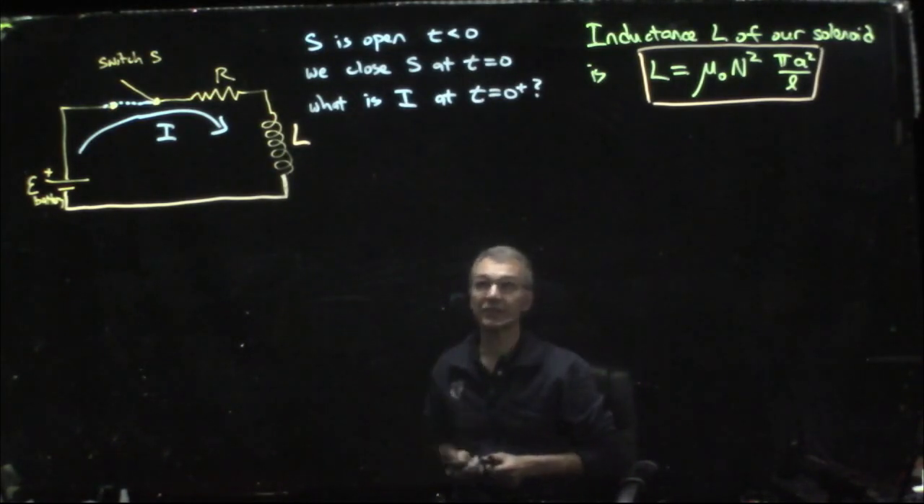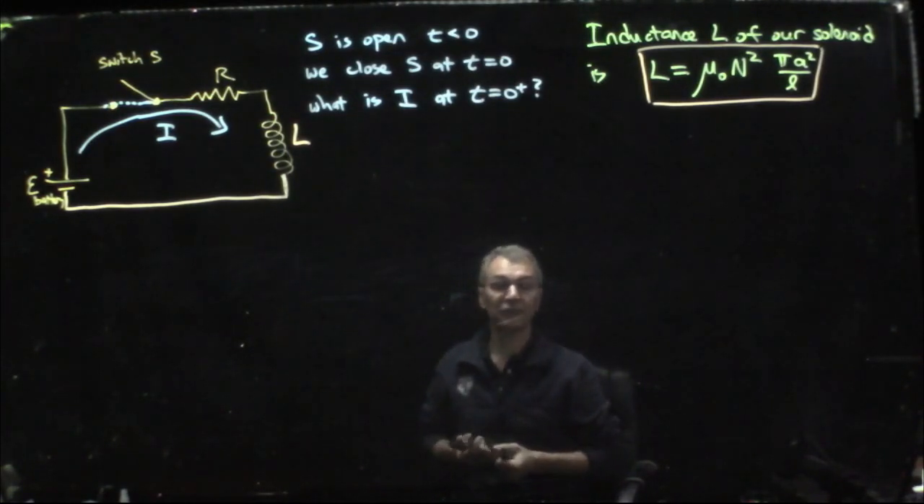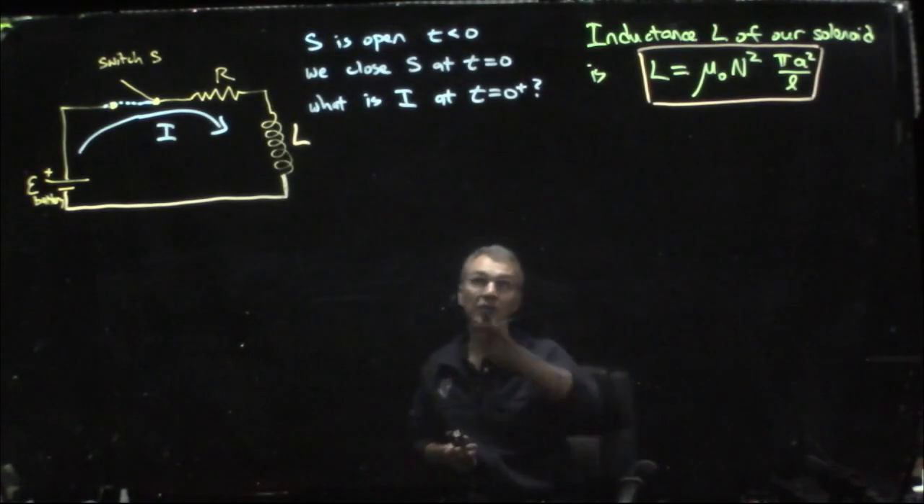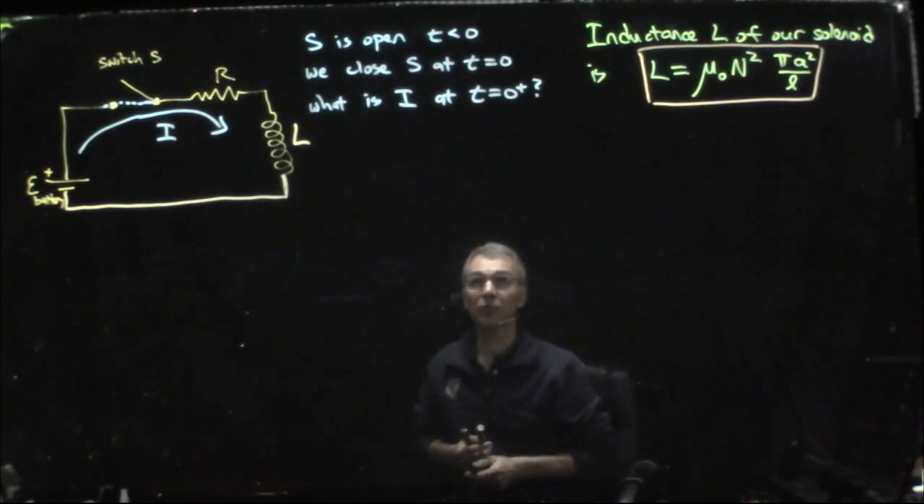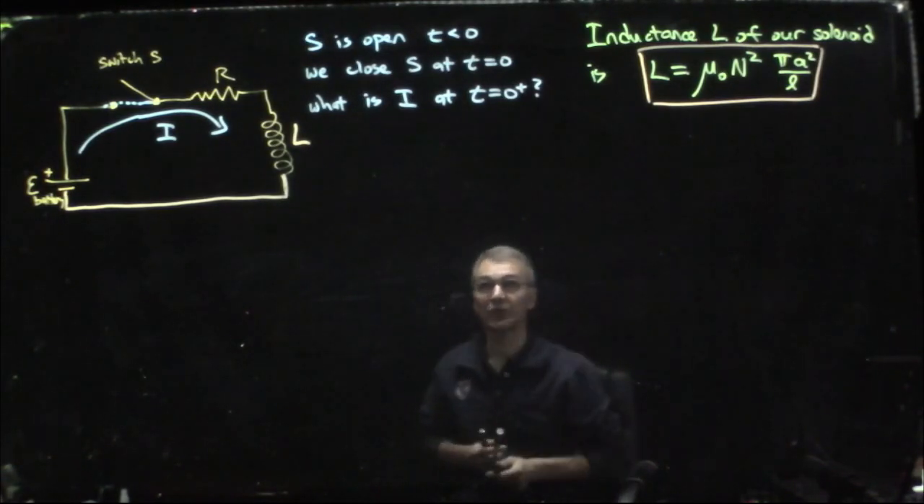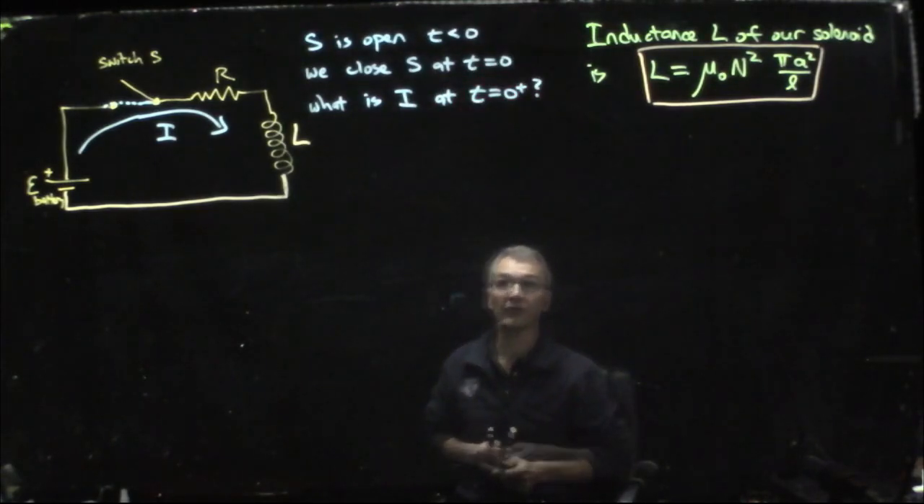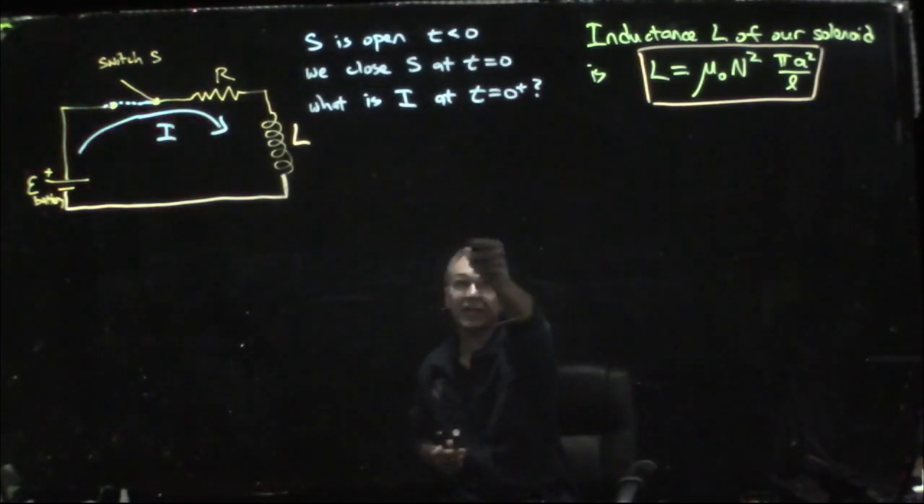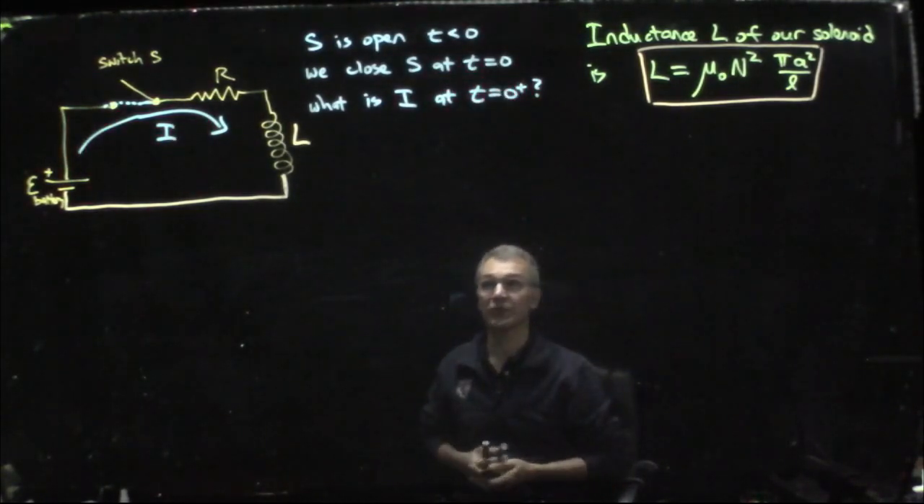So this current cannot change by a finite amount in an infinitesimal amount of time. So if the current was 0 an instant before we close the switch, then this current must still be 0 an instant after we close the switch. So the current is 0 at t equals 0 plus, the instant immediately after we close the switch.